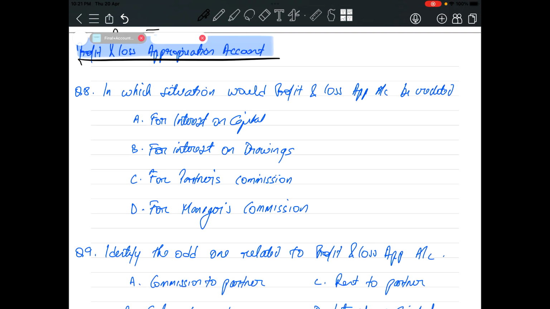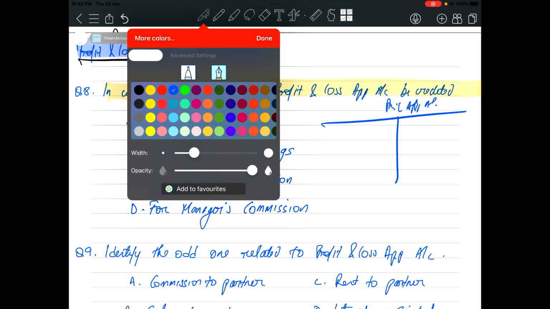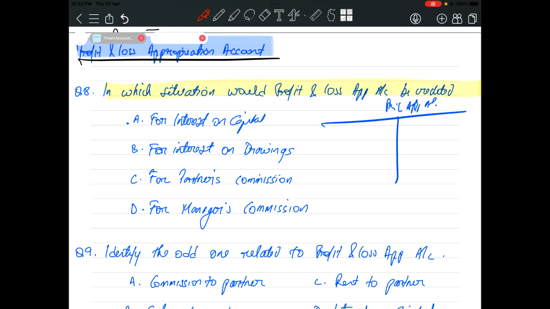In which situation would the profit and loss account be credited? Now let's see the options. For interest on capital, let me prepare the P&L appropriation account here. In which situation would the P&L appropriation account be credited? So it is basically talking about this part. Interest on capital will come here.